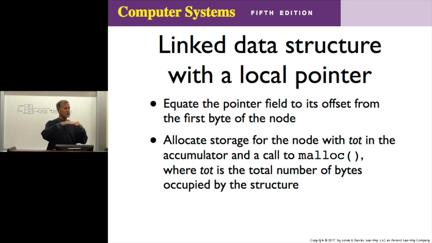So with a record, with a struct, the thing that corresponds to the index is the name of the field. Because the name of the field is the offset, the value of the name of the field is the offset from the first byte, it corresponds to what the index is in an array. And so that's why the field is always put into the index register using immediate addressing, because it equates to the offset. So that corresponds to the index of an array. That's the idea. And then you allocate storage for the node with the total number of bytes in the accumulator, calling malloc.